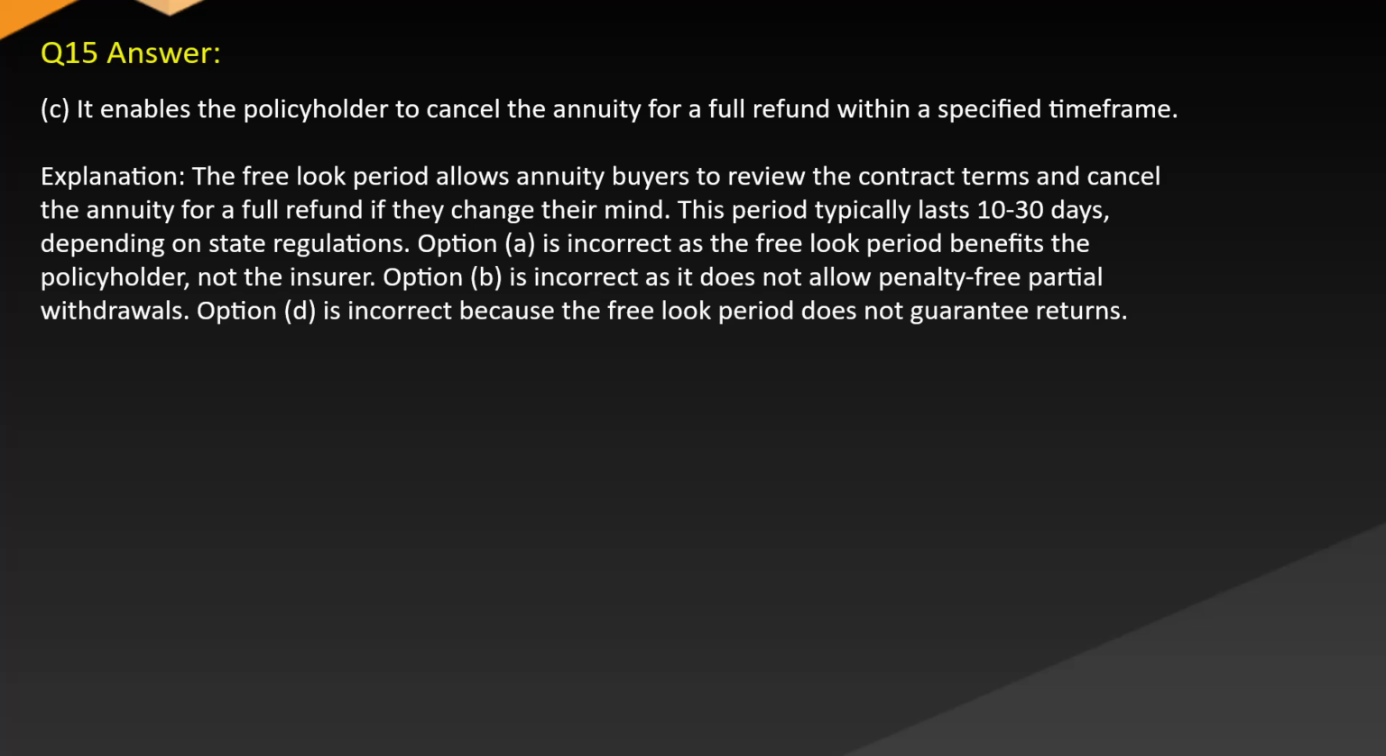Explanation: the free look period allows annuity buyers to review the contract terms and cancel the annuity for a full refund if they change their mind. This period typically lasts 10 to 30 days depending on state regulations. Option A is incorrect as the free look period benefits the policyholder, not the insurer. Option B is incorrect as it does not allow penalty-free partial withdrawals. Option D is incorrect because the free look period does not guarantee returns.